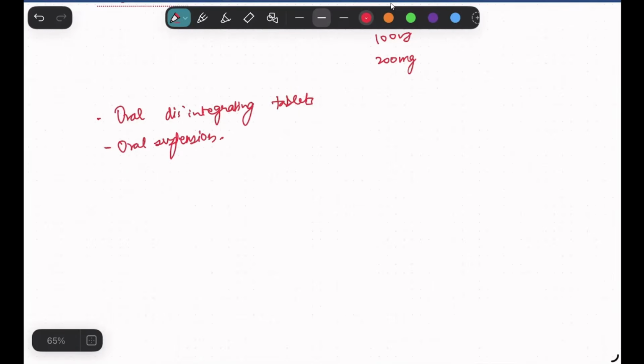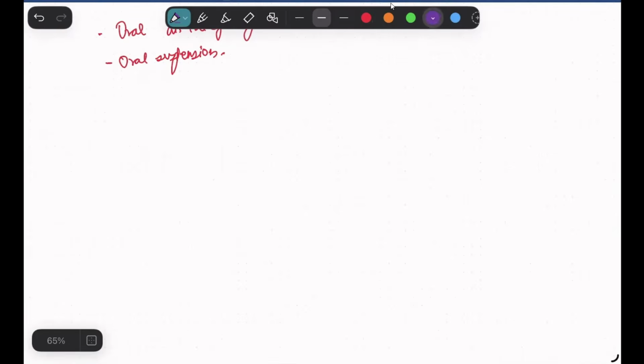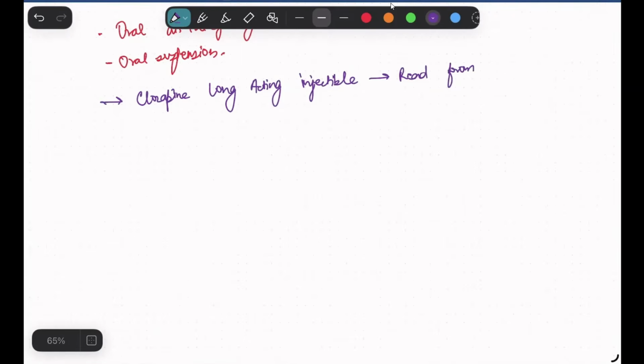Even long-acting clozapine is coming, but it's not available in India, and you can go and read about long-acting clozapine in Maudsley. This is homework for you. Clozapine long-acting injectable, read from Maudsley. You need to remember, read this. And suppose you don't understand, you can come and write in the comments that you want another lecture discussing clozapine long-acting. We'll be discussing it again.